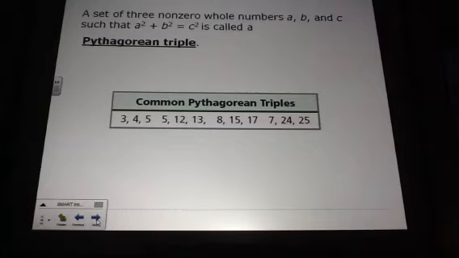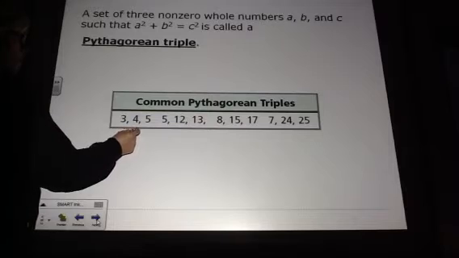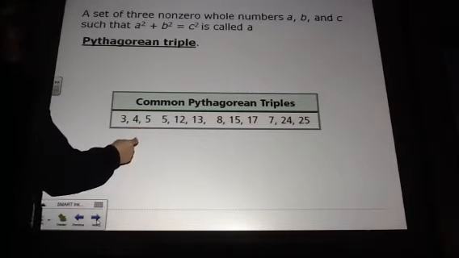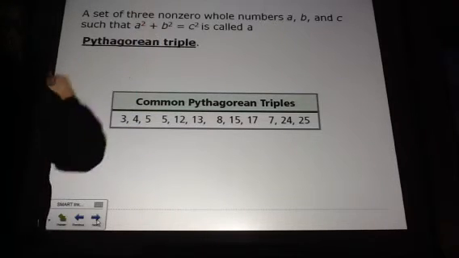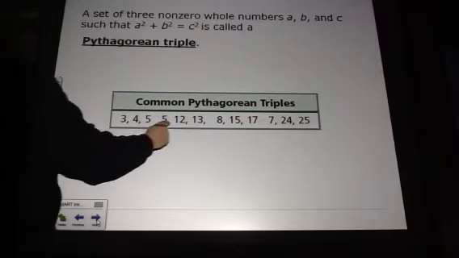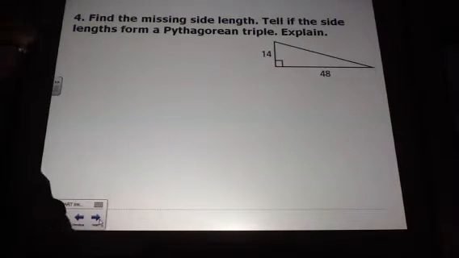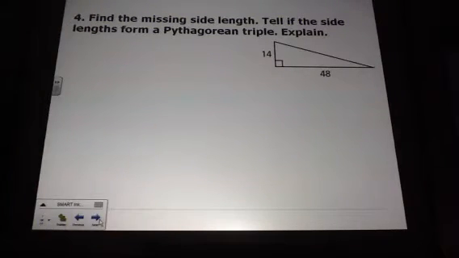A set of three non-zero whole numbers, A, B, and C, such that your Pythagorean theorem holds is called a Pythagorean triple. So all this is saying is when your leg measurements and hypotenuse measurement are non-zero whole numbers, then you have a Pythagorean triple. These are examples of some Pythagorean triples. Okay, find if you have a Pythagorean triple and explain.